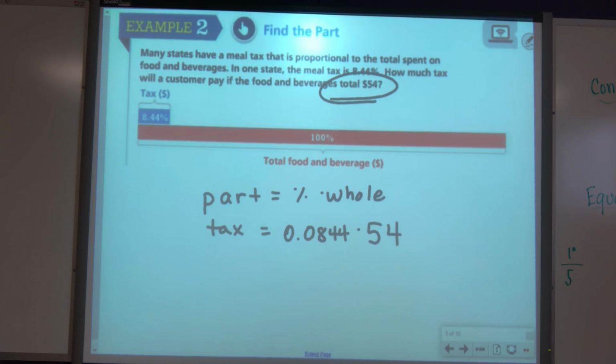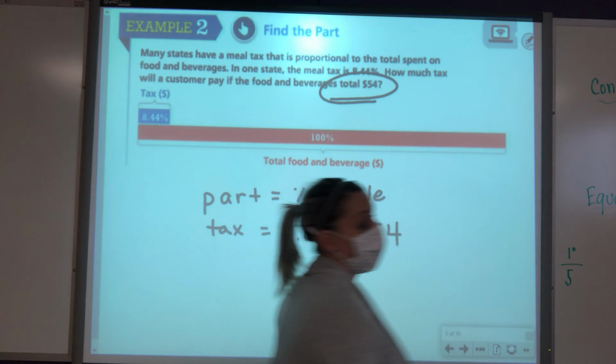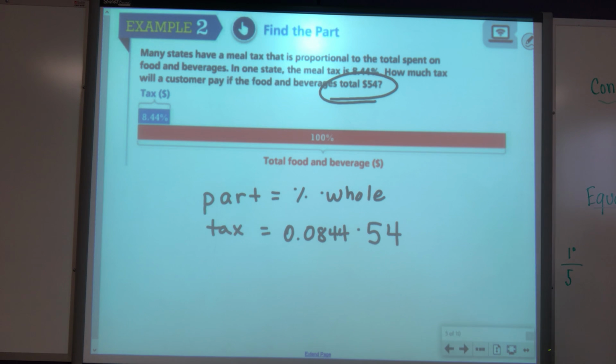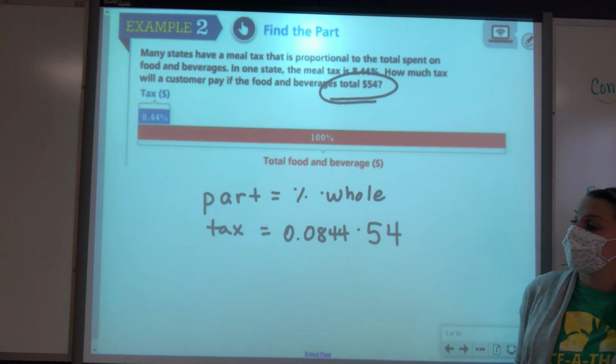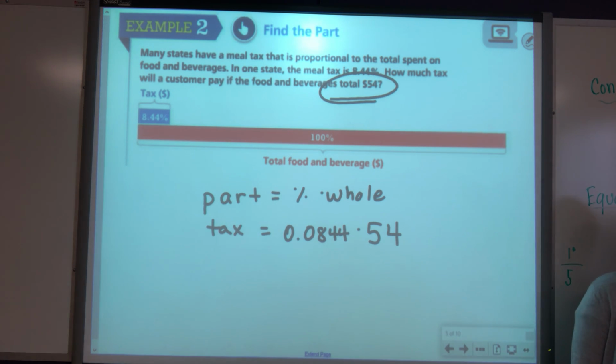If you sit in a restaurant, you pay tax. If you get it to go, you don't pay tax. There are certain items that you do pay tax on and that you don't pay tax on. Why do they charge tax on some things but not others? I think it's because of the establishment.